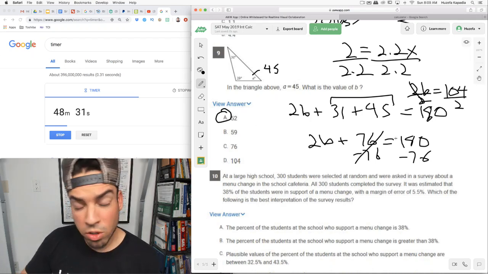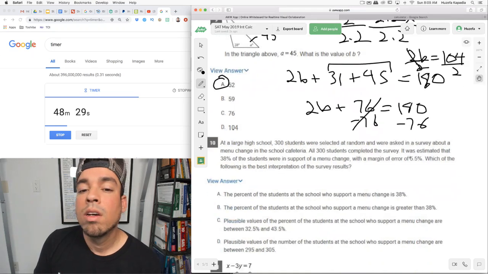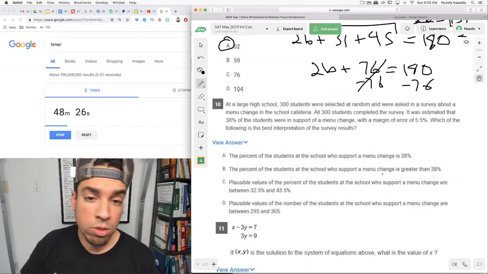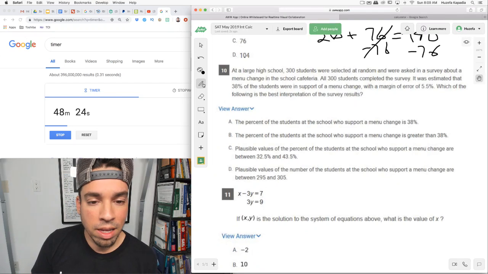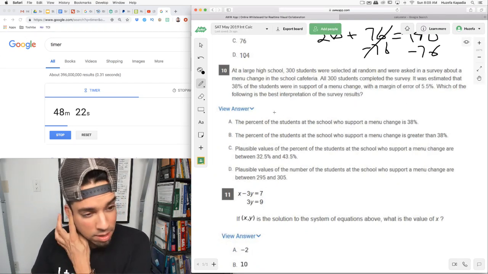If you're not as fast with mental math, check your work. Use the calculator, plug it in. But I'm pretty confident with mine, so I skip that step a lot.